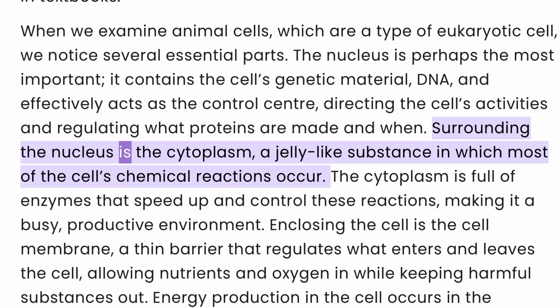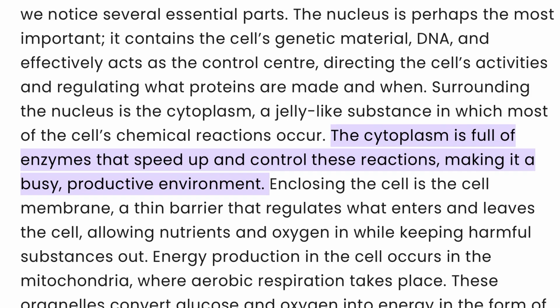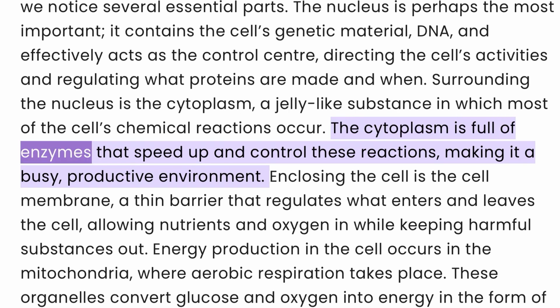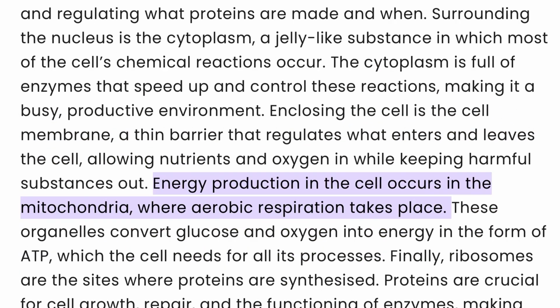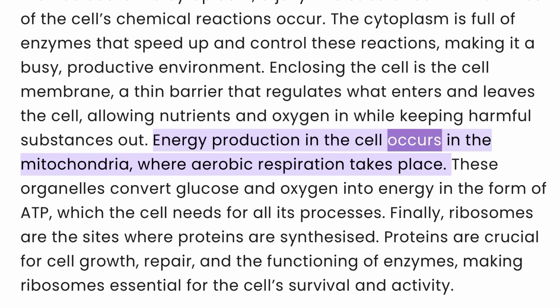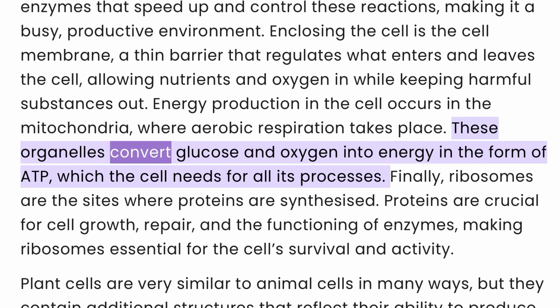Surrounding the nucleus is the cytoplasm, a jelly-like substance in which most of the cell's chemical reactions occur. The cytoplasm is full of enzymes that speed up and control these reactions, making it a busy, productive environment. Energy production in the cell occurs in the mitochondria, where aerobic respiration takes place. These organelles convert glucose and oxygen into energy in the form of ATP, which the cell needs for all its processes.